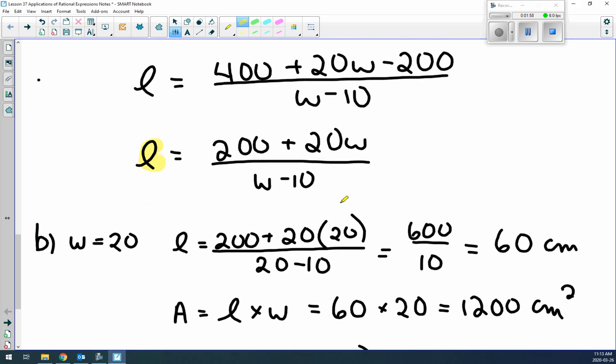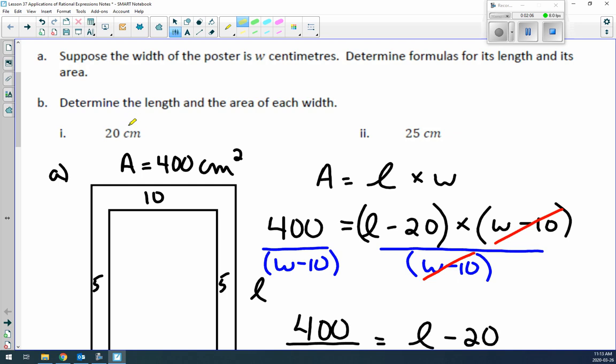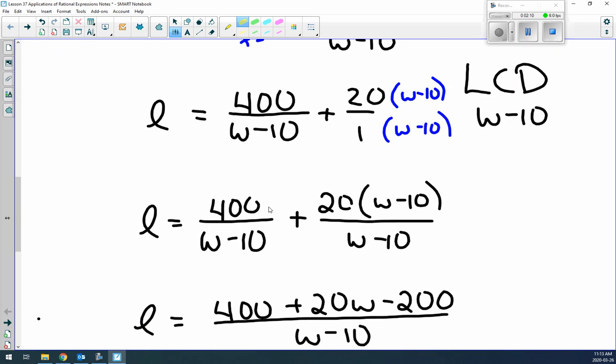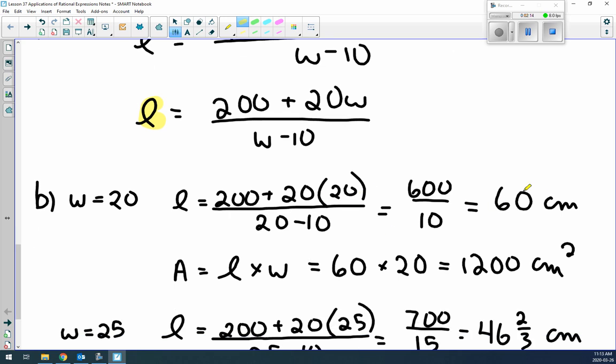Then what we can do is plug in different numbers. The first one I think was 20. So if you look back up here, we're talking about determining the length and the area, and there's the width. The first width is 20. We'll do the same thing again for 25. So all we do is plug in the 20 wherever the width is and do all the math. We end up with 60 centimeters. How do you find the area? Well, that's easy. 60 times 20, right? Length times width, 1,200 centimeters squared.